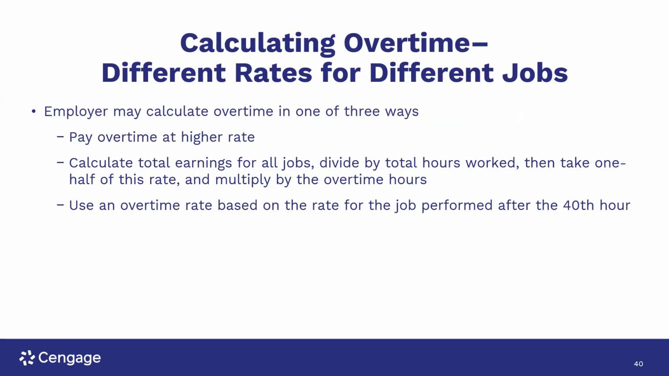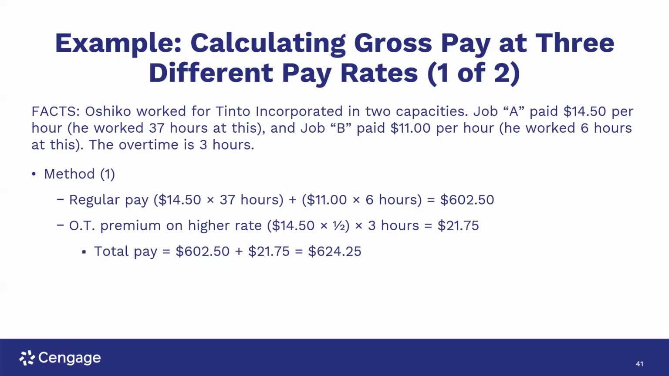For example, if there are different rates for different jobs, the overtime pay is at the job with the higher rate. So for this employee, the higher rate job is 14.50 an hour. Job B is $11 an hour. And so the overtime premium is 14.50 divided by 2 for 3 hours, which is $21.75. So total pay is $624.25.